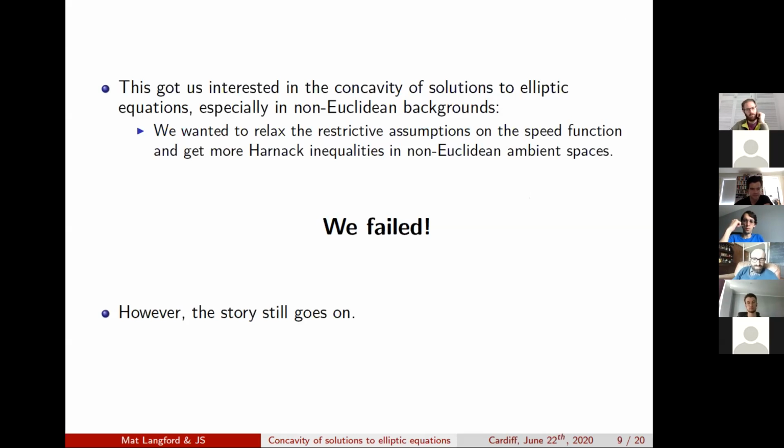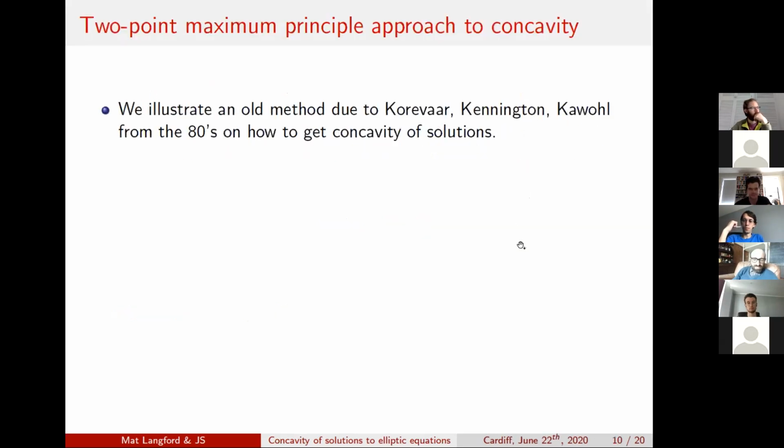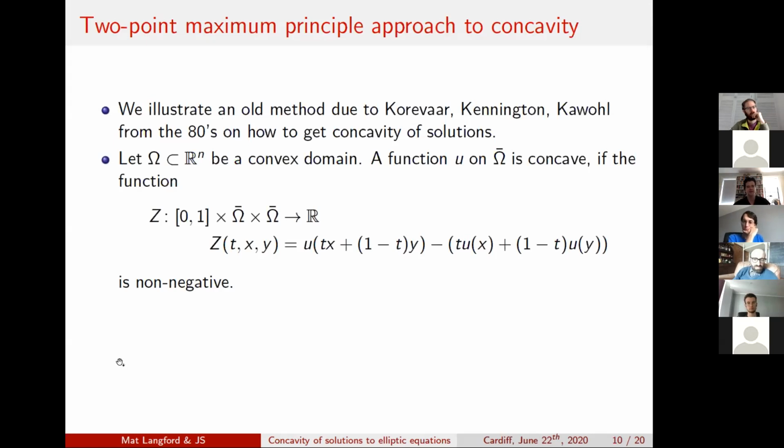So in general, we wanted to get concavity properties of elliptic equations, and let me give you the method that is used here, also in the paper by Mat and Theodora, in the Euclidean case now. This is a method which is pretty old, coming from the 80s, and is due to Korevaar, Kennington and Kawohl, on how to get concavity of solutions to elliptic equations. So let's look at the method.